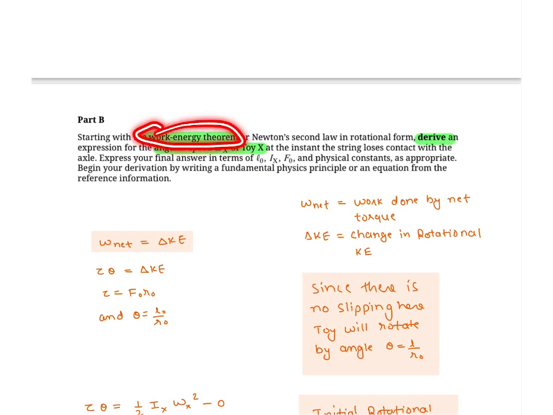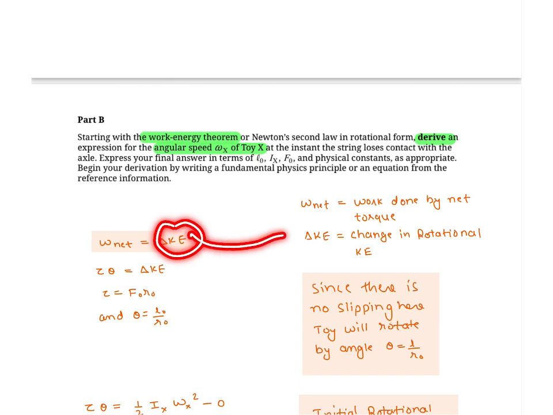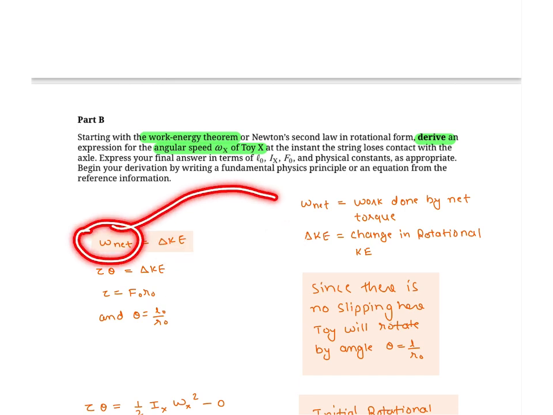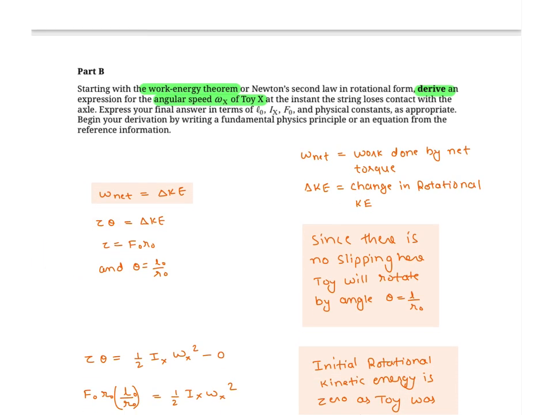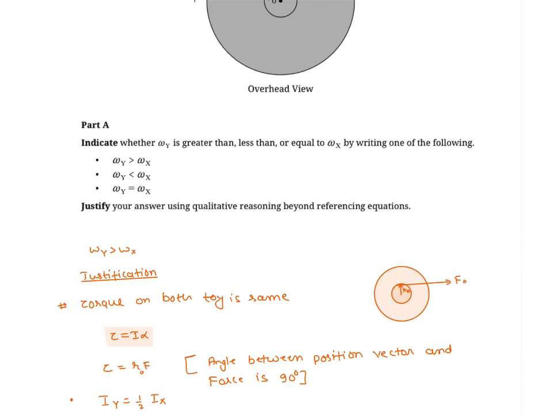So what is the work energy theorem? We have to mention it, that net work done is equal to change in rotational kinetic energy. So this is the rotational kinetic energy change, and this is the work done by net torque. So what is the work done by net torque? This will be equal to torque into theta. This you have to mention. And torque we have already calculated. It is equal to force into perpendicular distance. Once again, we can see here. So this is force and this is perpendicular distance. So torque is F naught into R naught.